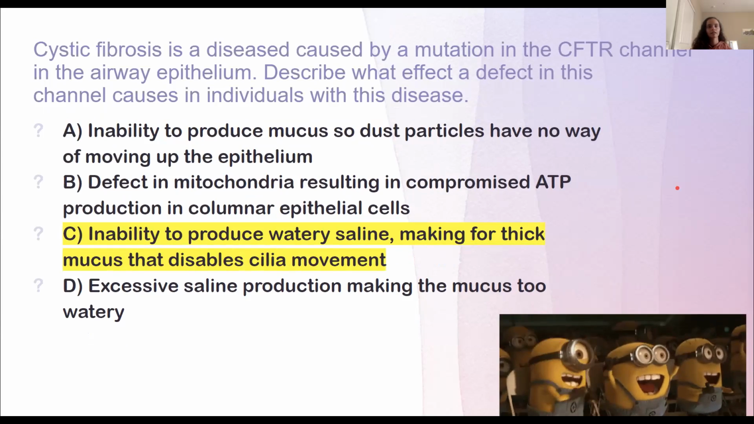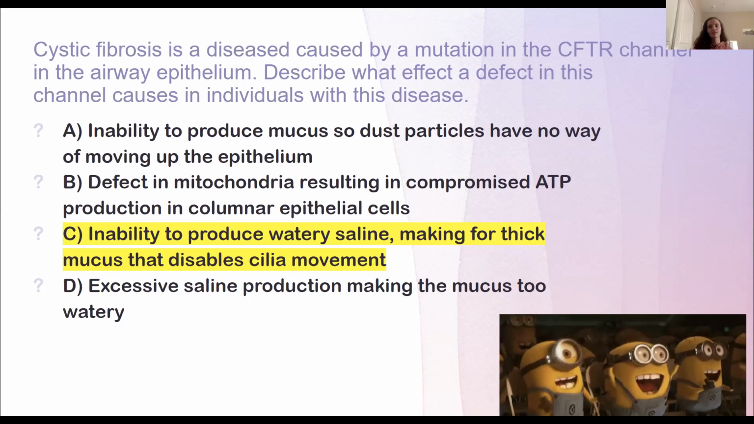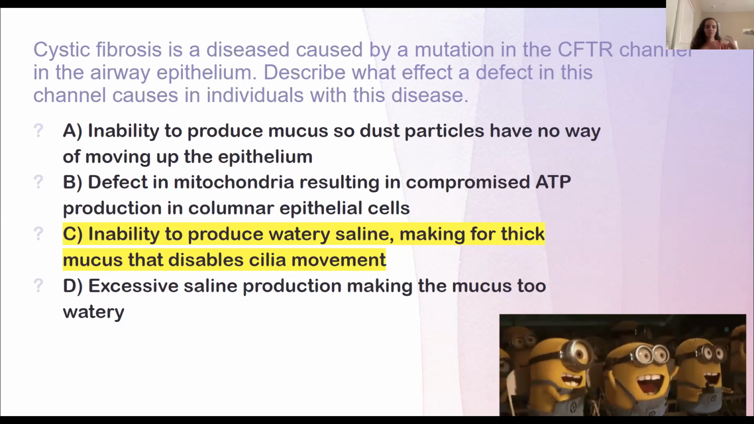Okay. Yeah, good job. So we're not going to have the ability to produce watery saline, making for thick mucus that disables cilia movement. So what we see oftentimes is the cilia will actually get stuck. And so we'll have thick lungs with mucus trapped in them because they're not able to generate any saline. So moving on.